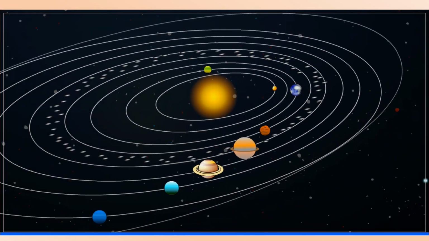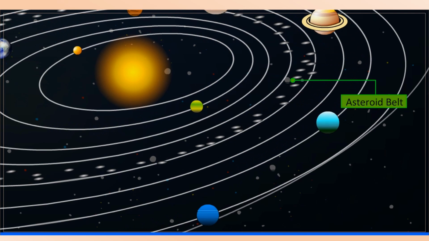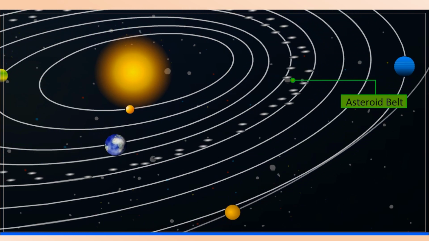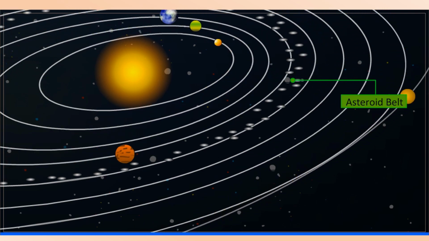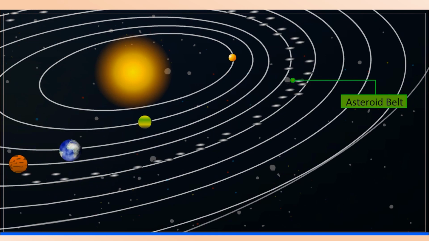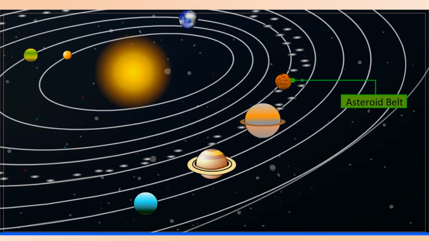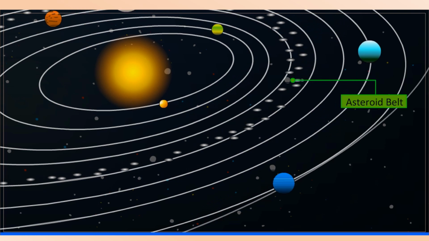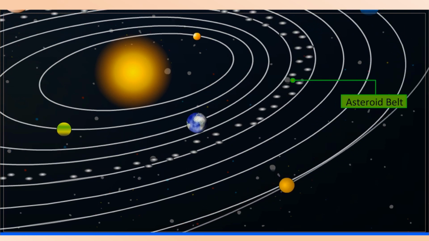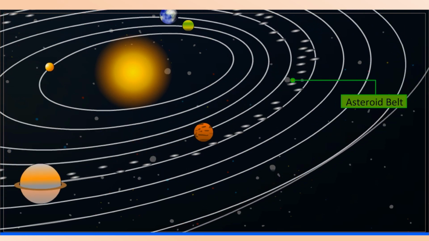Asteroids are small, rocky bodies that have been left over from the formation of the planets 4.5 billion years ago. Most of them can be found orbiting the Sun in a belt between Mars and Jupiter. This region in our solar system is called the asteroid belt.